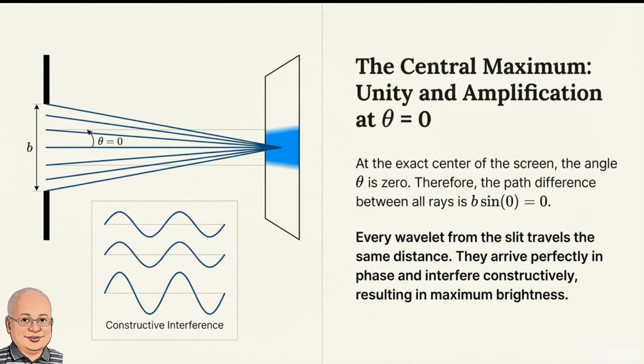Since the path difference is 0, as we saw from interference, there will be constructive interference. So if there is constructive interference, every wavelet from the slit travels the same distance. They arrive perfectly in phase and interfere constructively. That results in maximum brightness at the center of the screen.